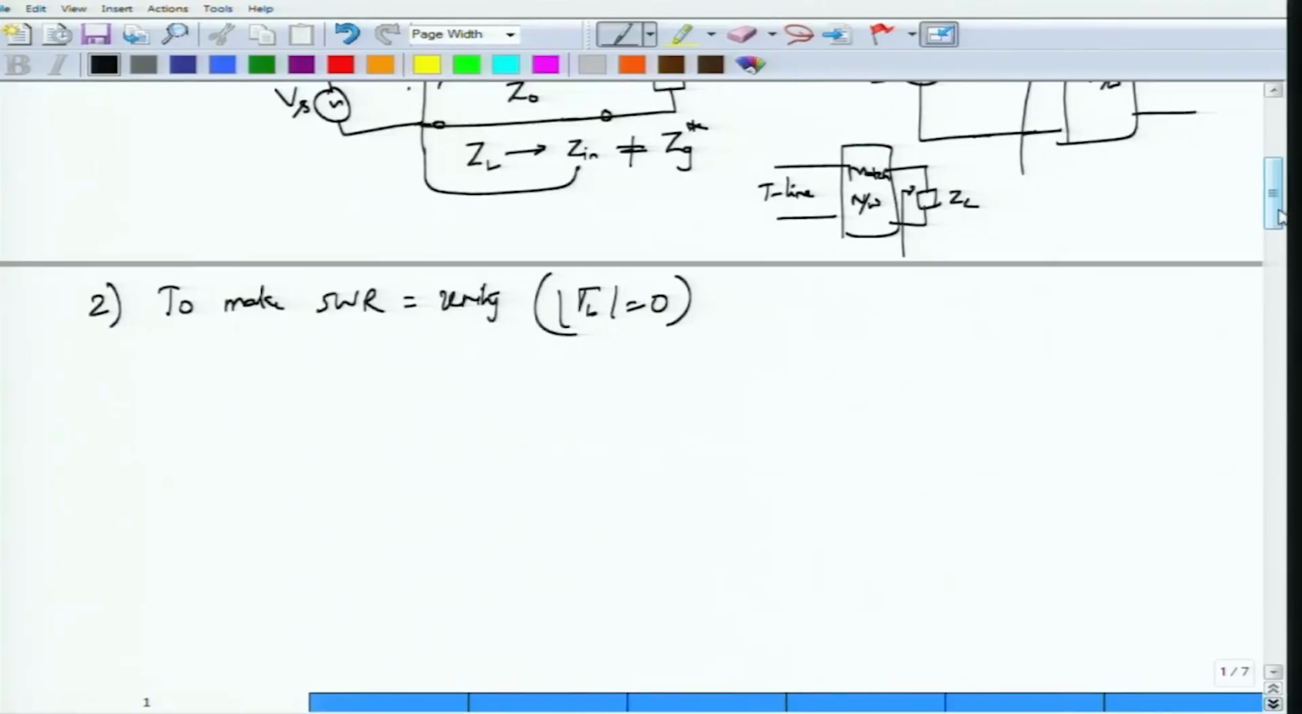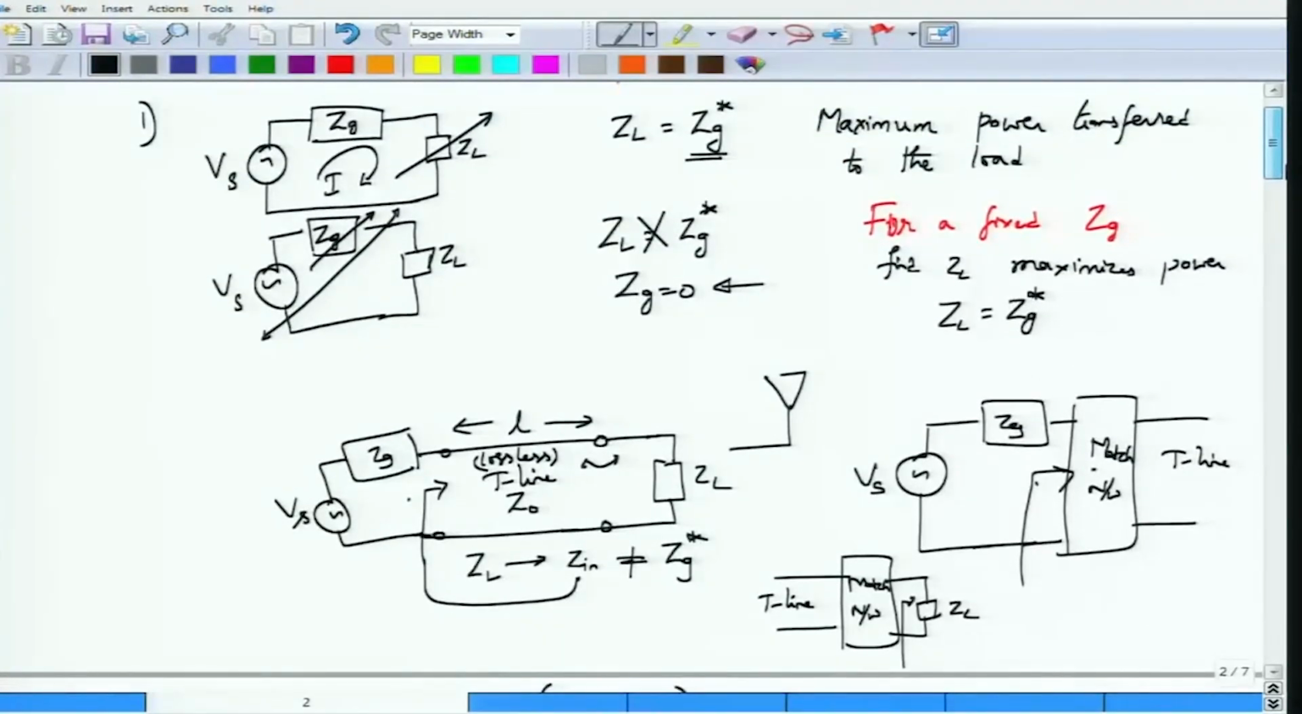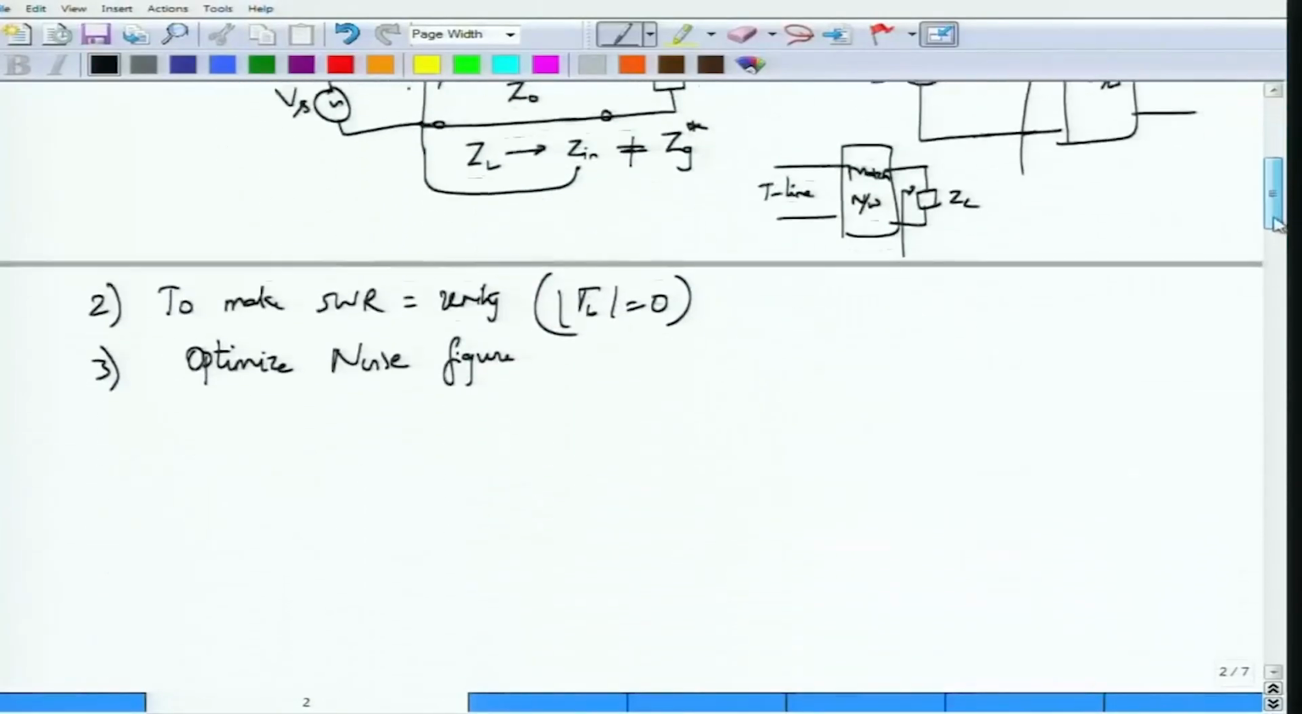If you go to active microwave devices, there are other reasons why you would try to impedance match. If you are trying to optimize the noise performance, you would try to optimize the noise figure. In this case, you would again perform impedance matching. So we have seen a couple of reasons why impedance matching is important, but we have not really talked about how one can go ahead and perform impedance matching. So what does this matching network consist of?